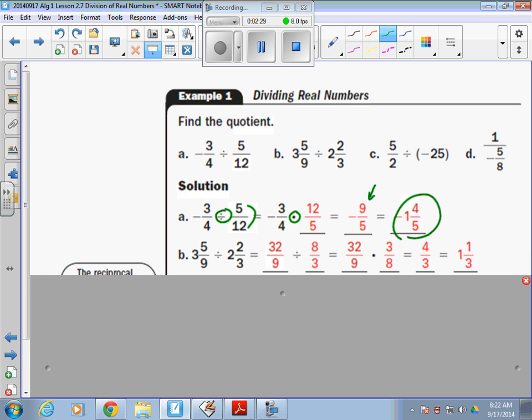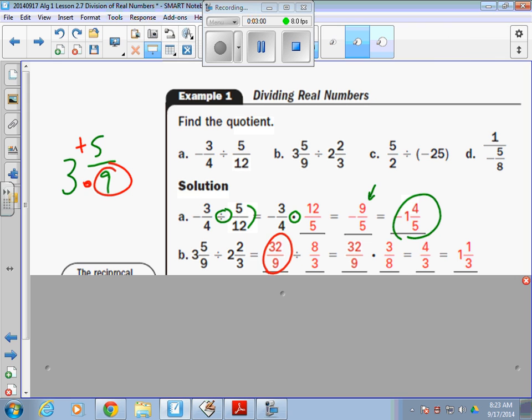For B, 3 and 5/9 divided by 2 and 2/3. First thing, you have to make both of those mixed numbers into improper fractions. Again, multiply 3 and 5/9. You multiply the denominator times the whole number. 3 times 9 is 27, plus the numerator, 27 plus 5 is 32. So 32, and then it goes back over the original denominator. Notice we got 32 over 9. You do the same thing with 2 and 2/3. 3 times 2 is 6, plus 2 is 8 over the original denominator of 3.